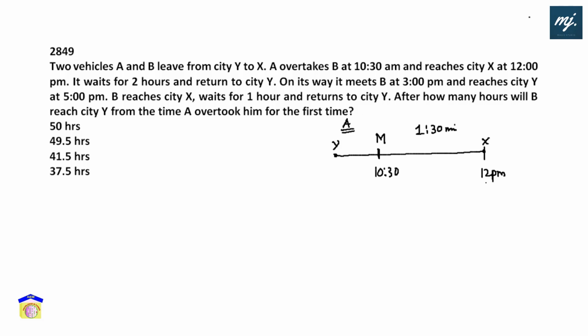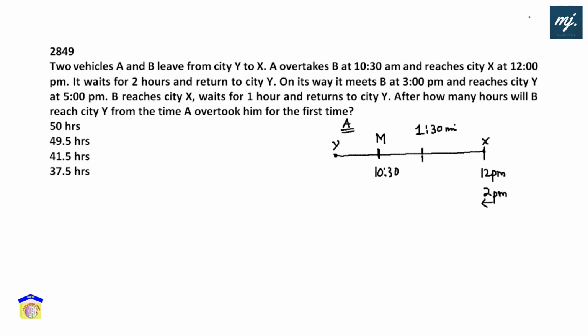It waited for 2 hours. That means it again started at 2 p.m. from this point and returned to city Y. On its way, it meets B at 3 p.m. 3 p.m. means 1 hour after starting at 2 p.m.